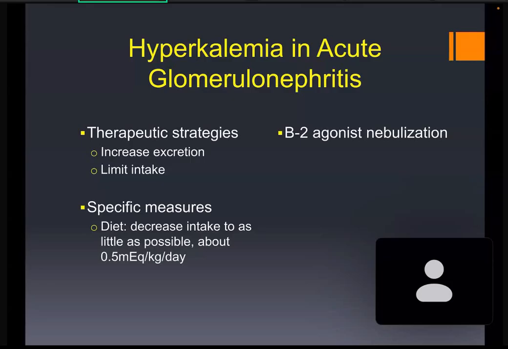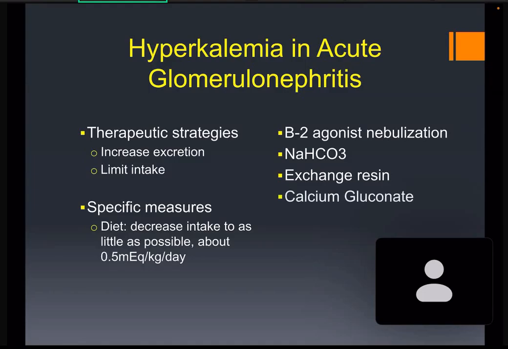Now, there are other hyperkalemic regimens, like giving beta-2 agonist nebulization, sodium bicarb, insulin glucose infusion, and exchange resin. These are usually not for a long time, but only for the acute onset, because if you already have a normal potassium level, like less than 4.5, then you can stop this hyperkalemic regimen.